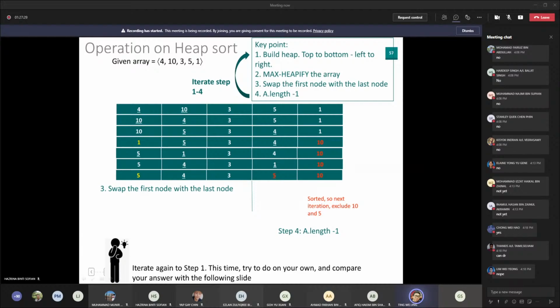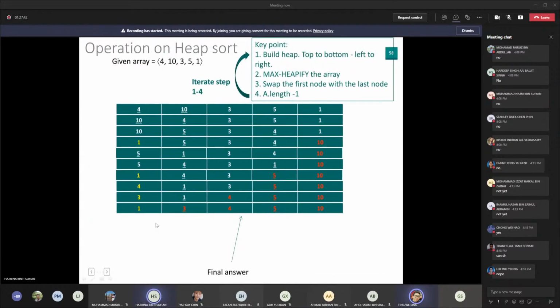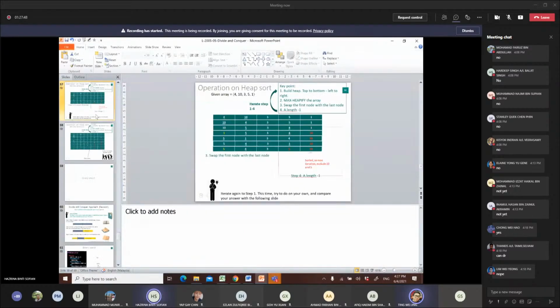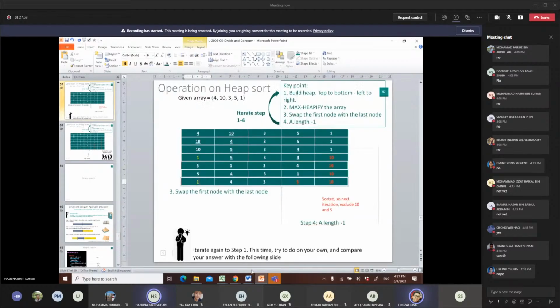Okay, so now the array will be 1, 4, 3, 5, 10. So now we need to heapify 1, 4, 3. So imagine 1 is the largest node, then the left child node is 4, the right child node is 3. Then we do the heapify. Hold on, I think I got one mistake here, right? Yeah, this is 1, right? So after that we need to do the same thing, right? Yeah, for this. Okay, thank you so much.